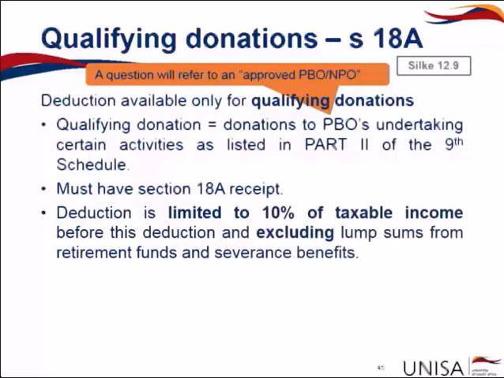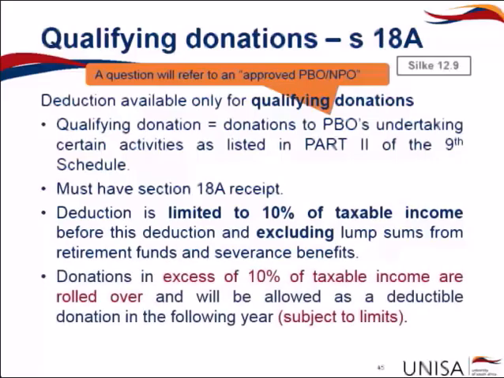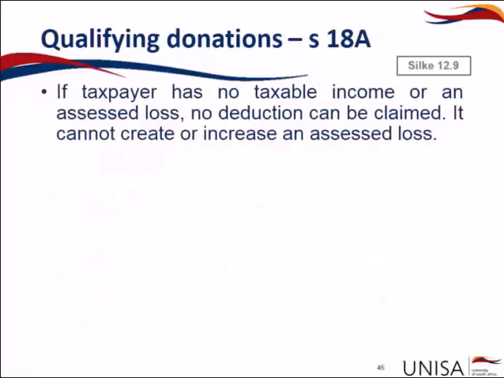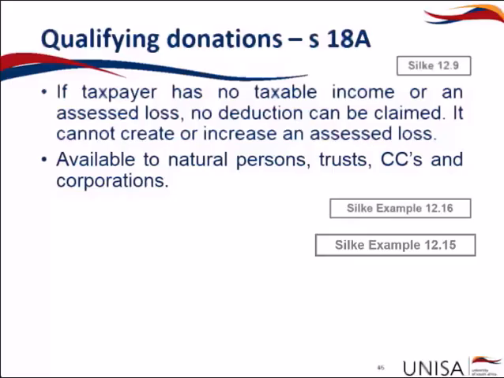Remember, the deduction is limited to 10% of taxable income before this deduction, and it excludes lump sums from retirement funds and severance benefits. The excess over and above that 10% will be allowed to carry forward to the following year. If a taxpayer has no taxable income or has an assessed loss, then no deduction can be claimed. It cannot create or increase an assessed loss. We would then carry the qualifying donations over to the following year. Section 18A deductions are allowed for natural persons, trusts, CCs, and corporations.